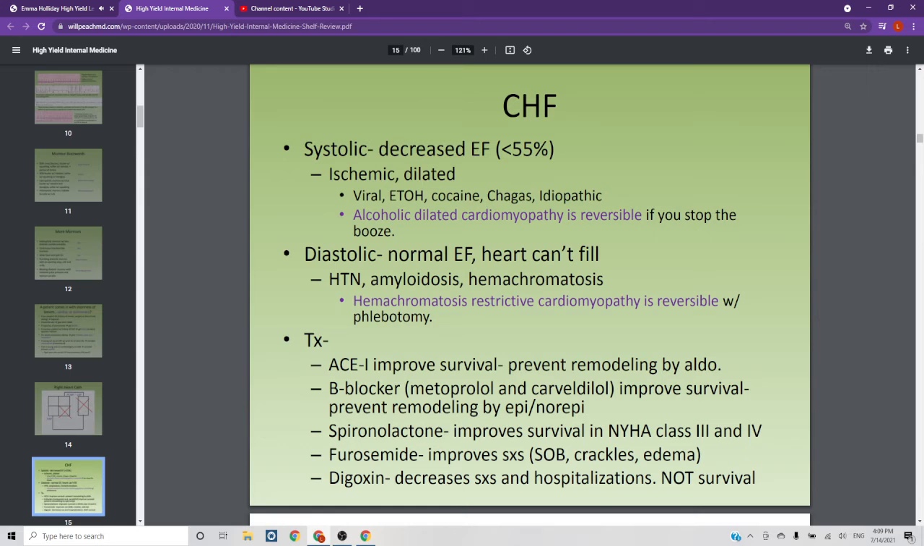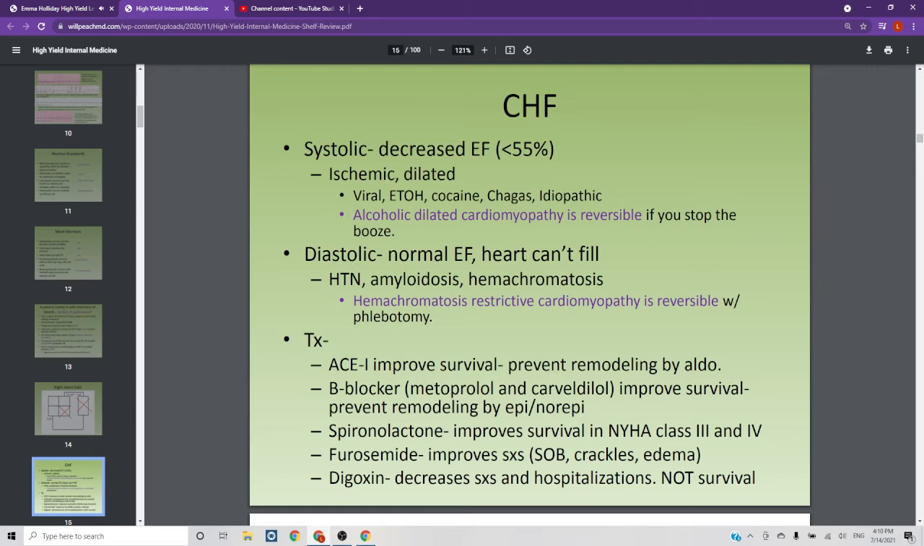So alcoholic dilated cardiomyopathy is reversible if they stop drinking, which they never do. And then hemochromatosis causes a restrictive cardiomyopathy, which is diastolic dysfunction, and that's also reversible with phlebotomy. So if you reduce the overall iron overload in the body, you can get some of your ejection fraction back, which is nice.